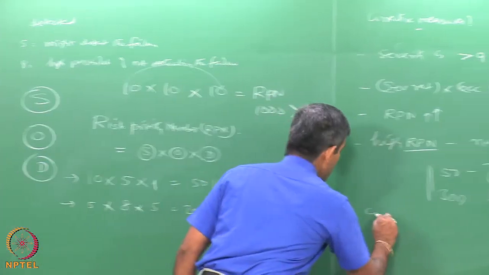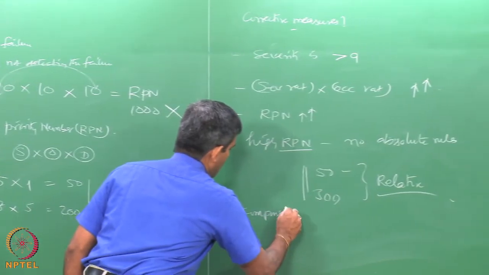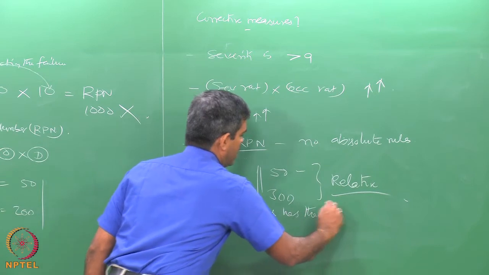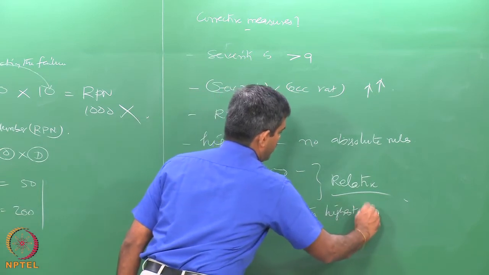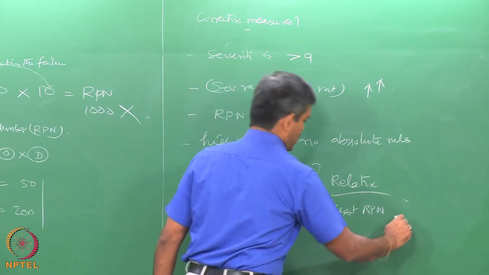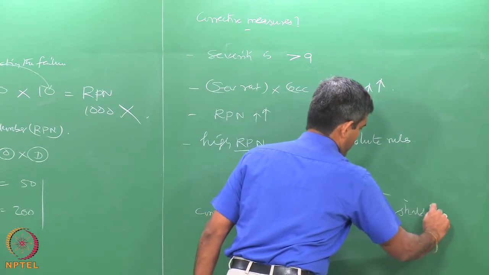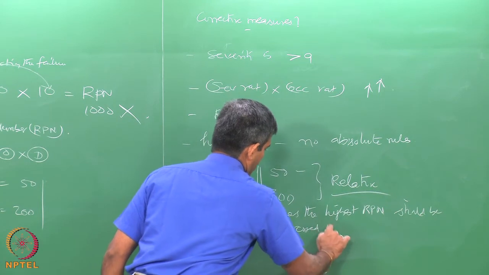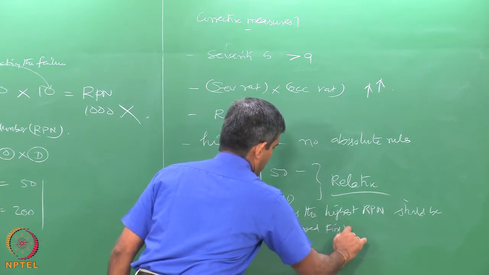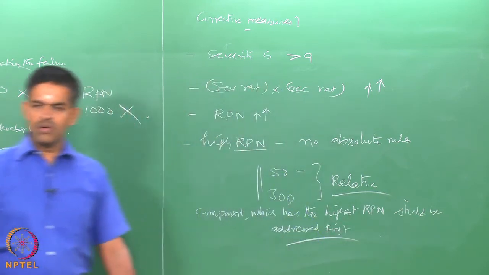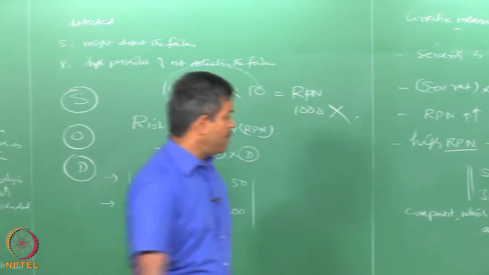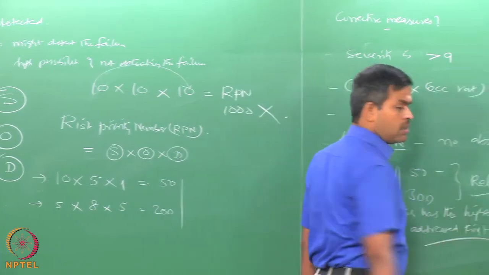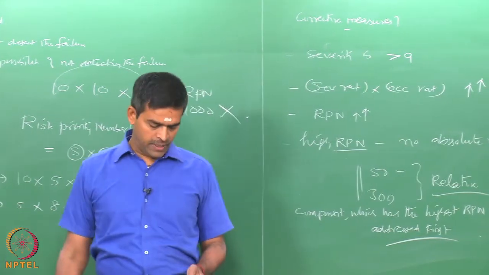But please understand, the component which has the highest RPN number should be addressed first. That is important, okay? Though it is relative, whatever number you give, no problem. The one which has the highest number should be focused on first in the design, that is very important.